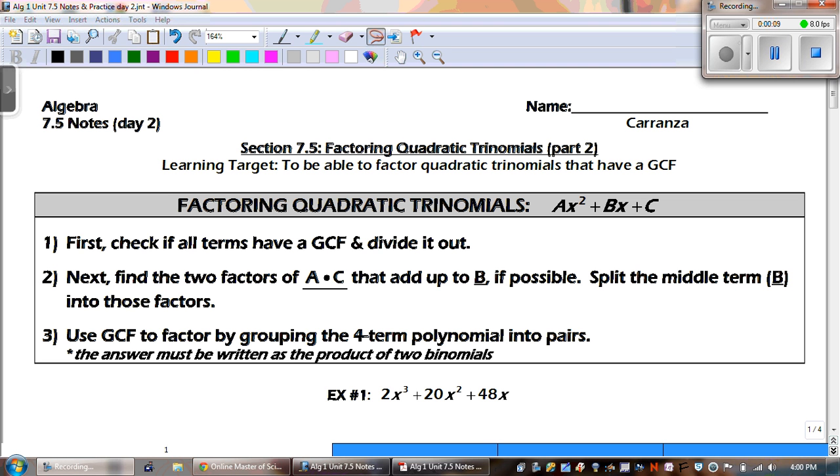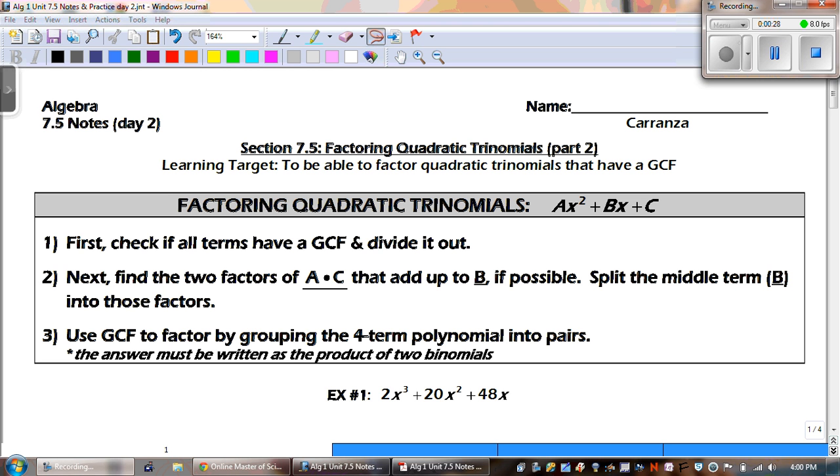Today we're continuing our discussion on factoring quadratic trinomials. Our learning target today is to be able to factor quadratic trinomials that have a GCF. We talked about yesterday that when you factor a quadratic trinomial, the first thing you always want to check to see is whether there is a GCF.